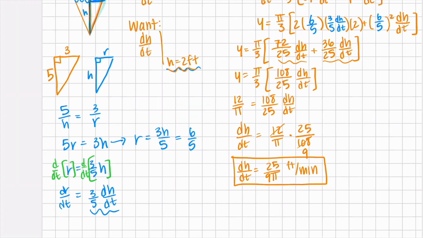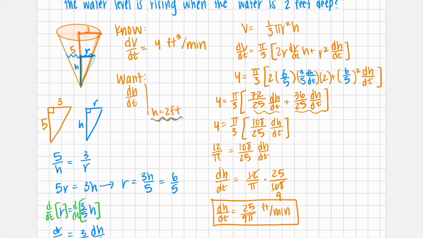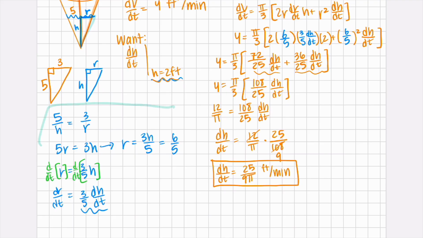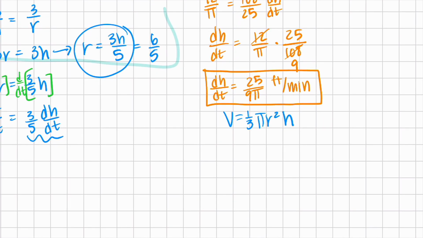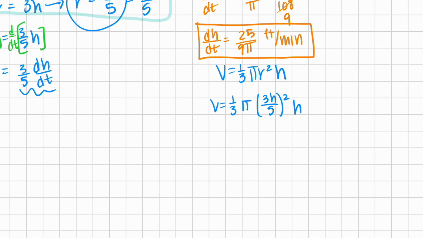There was a second way that we could have solved this problem. I could have noticed in the beginning that I would have needed r and h, and so I could have done this work at the beginning. So what it would have looked like is I would have started with my volume equation, and I would have gotten that r is 3h over 5. So I would have substituted r with 3h over 5. And then simplify, I have 9 over 25 h squared times h.